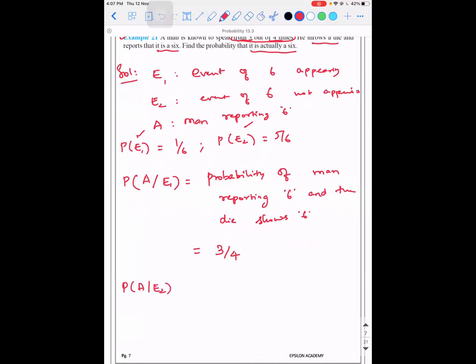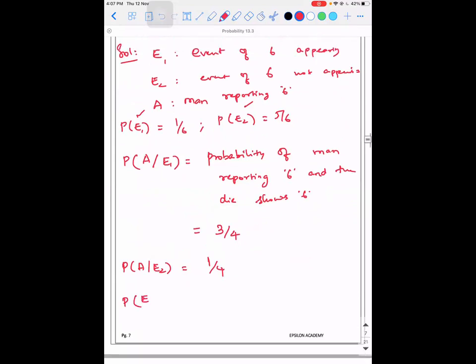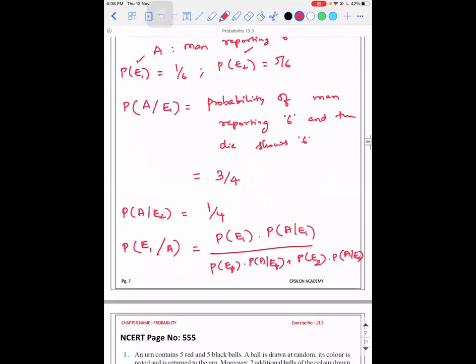So what is the probability of A given E2? It is 1/4. 25% he is speaking false. He is giving false information. So what is the probability that the event of 6 has appeared and the man has also reported 6? So it is probability of E1 into probability of A given E1, divided by probability of E1 into probability of A given E1 plus probability of E2 into probability of A given E2. So if you substitute all the values, you will get the answer.